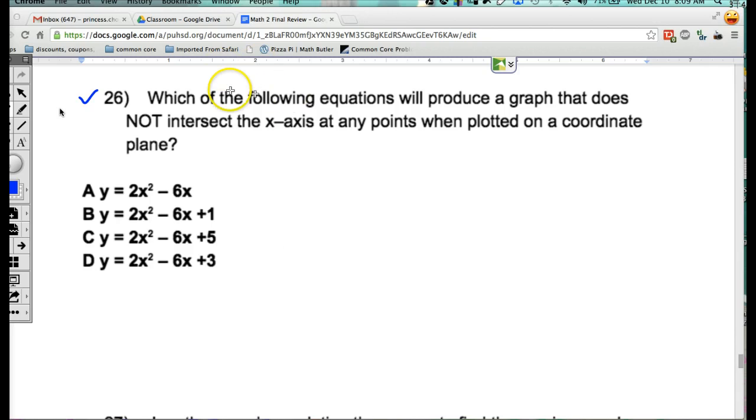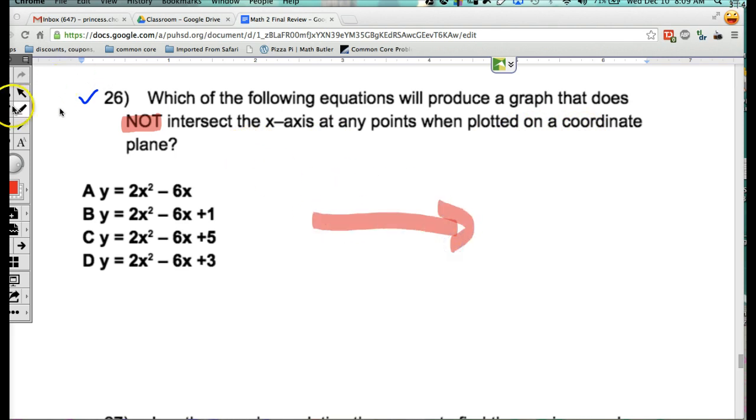Alright, so let's take a look. Which of the following equations will produce a graph that does not, here's a very important word, right, not, intersect the x-axis at any points when plotted on a coordinate plane? You know what that means?